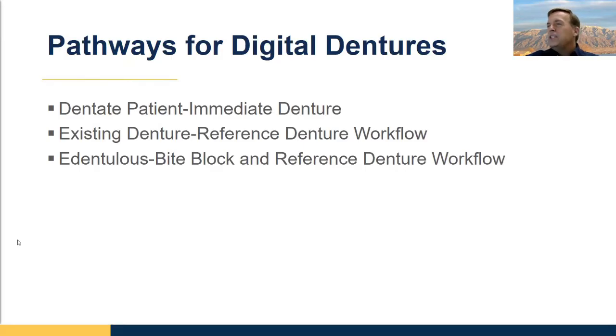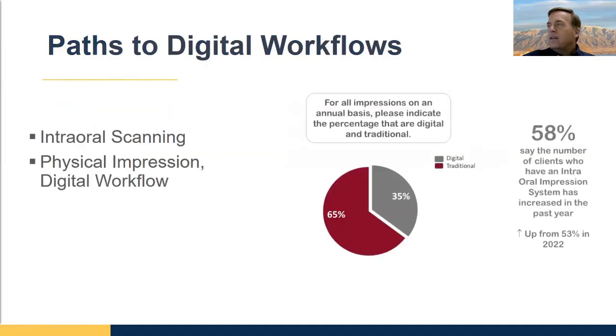And then if a person's edentulous, we're going to talk about using a bite block and then transitioning the bite block into that reference denture workflow. So the immediate denture workflow, 2 appointments. Reference denture is going to be 3 appointments. And the edentulous one will be 4 appointments. And that's one of the things you can tell the patient, I need to charge you X amount additional if you don't bring your denture, because it's going to take 4 appointments. So trying to get everybody aligned on the same page.